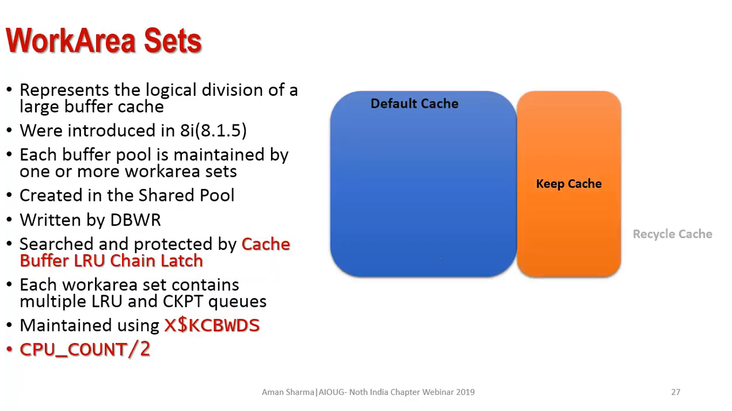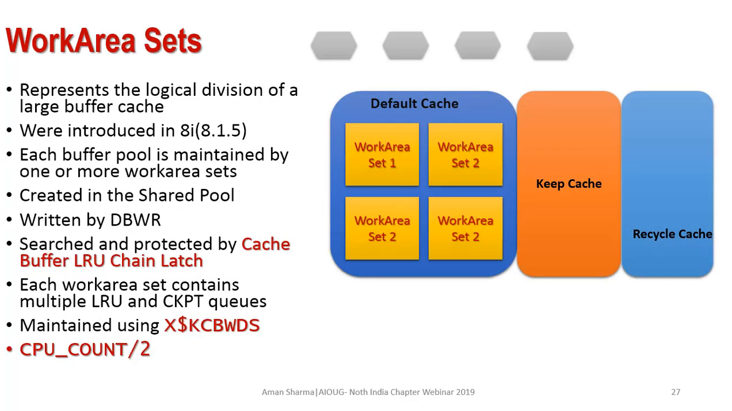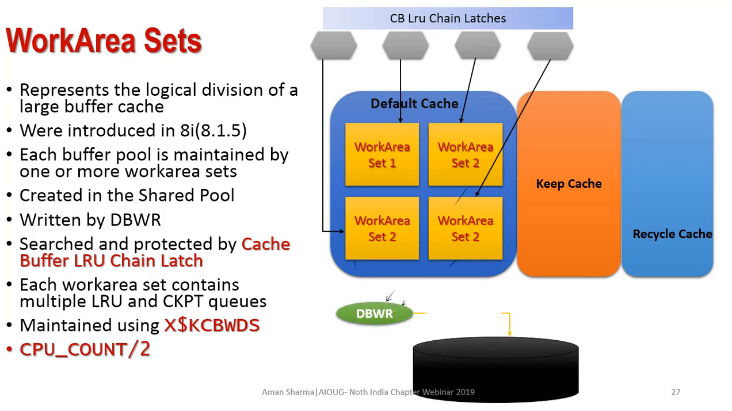The work areas in the buffer cache, as I mentioned, are divisions of the buffer cache. With a larger cache, we would have trouble finding our required buffers. For that reason, the buffer cache is divided into smaller substructures, or smaller chunks, and those smaller chunks are your work area sets.